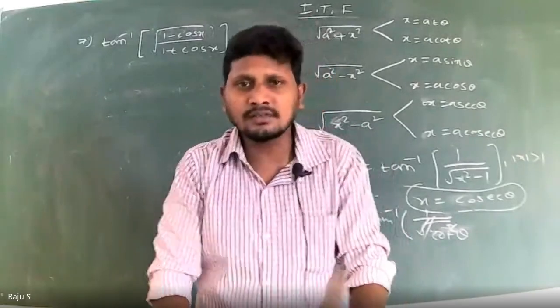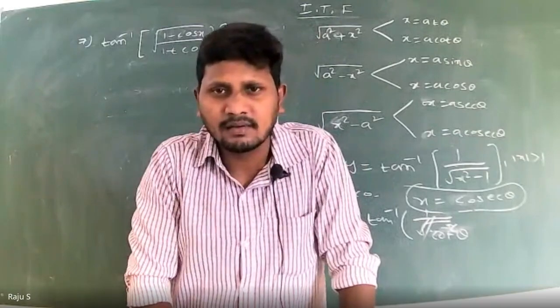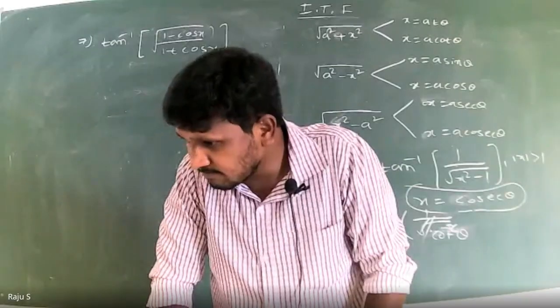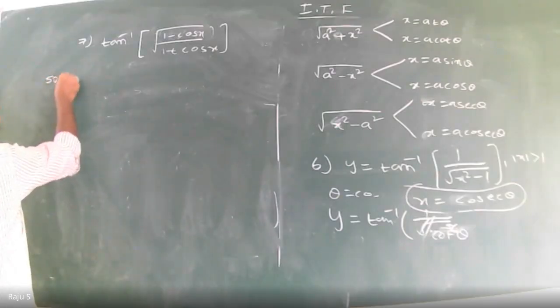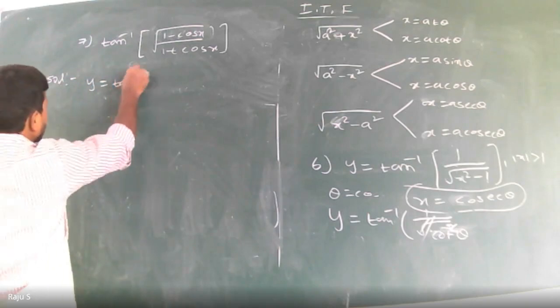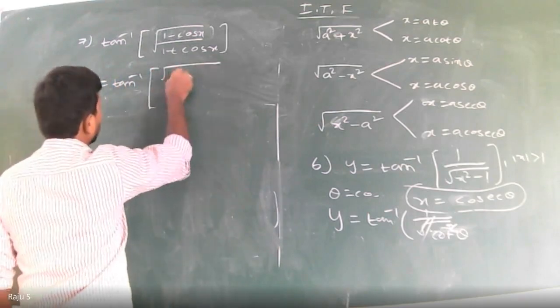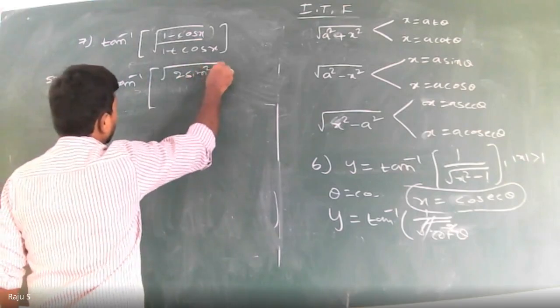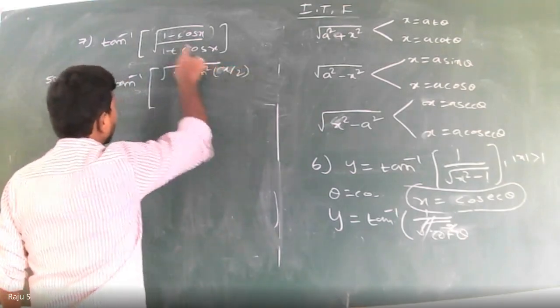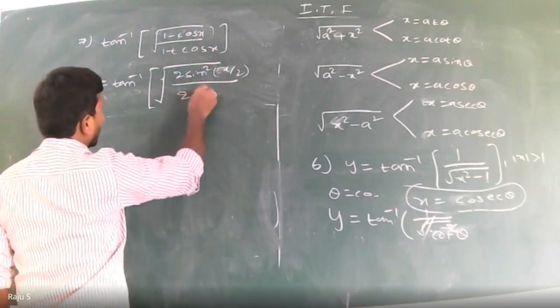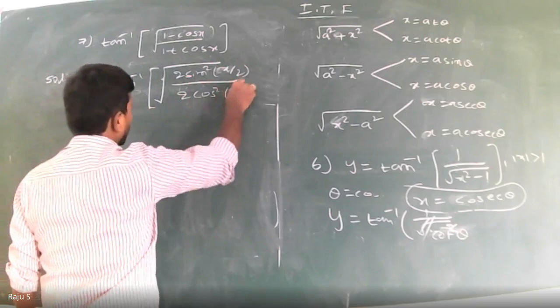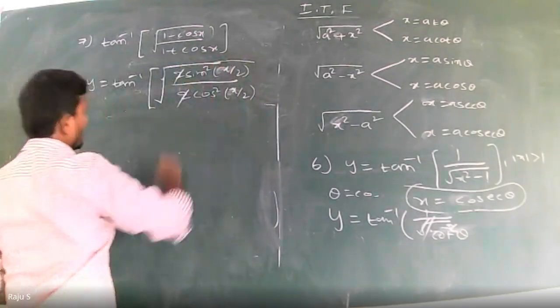Yes, Navin Raghav, what is the answer? What is the formula? 2 sine squared theta by 2. Exactly. So in the solution, let us take y is equal to tan inverse of 2 sine square theta by 2, here nothing but x by 2. So 1 minus means 2 sine square x by 2 over 2 cos square x by 2. These are the formulas, remember.